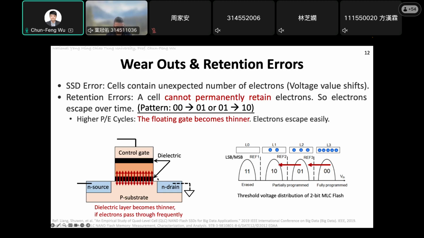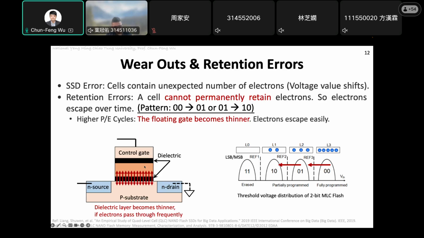And not only that, but also the temperature, the moisture, and how many times you do program and erase. They will all hurt and make the dielectric thinner. So when the dielectric becomes too thin to hold the electrons, there is an error.